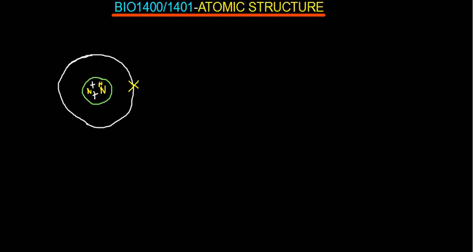Okay, so what you are able to see here is an atom. And you know that an atom has got the nucleus and the shells, right? And you know that it is in the nucleus we find protons and neutrons. Protons are positive, neutrons are neutral. In the shells we have got electrons, right? Electrons are negative.